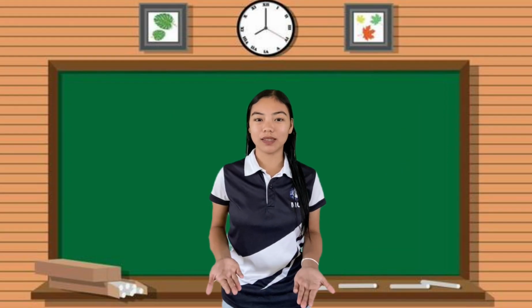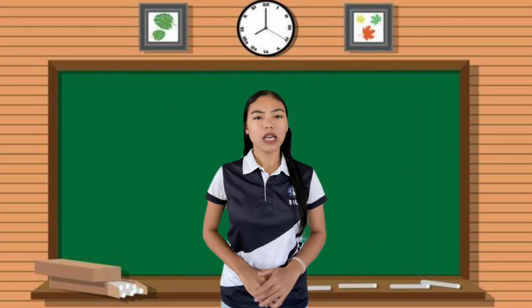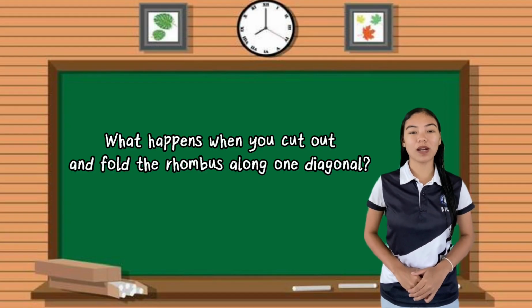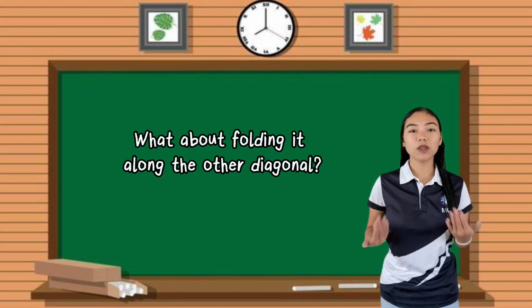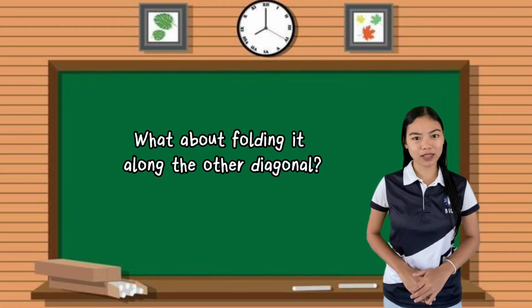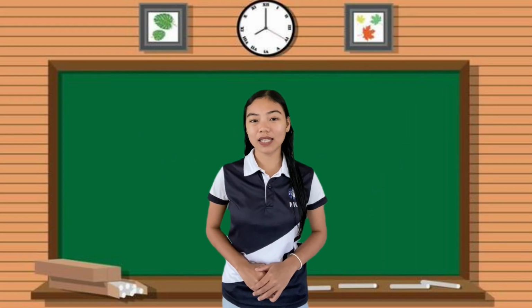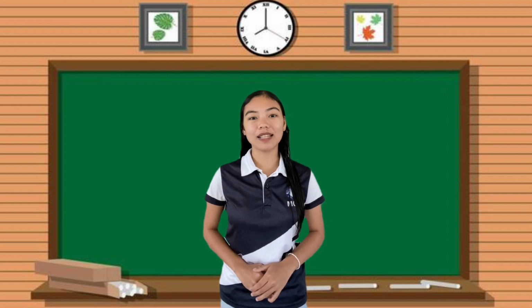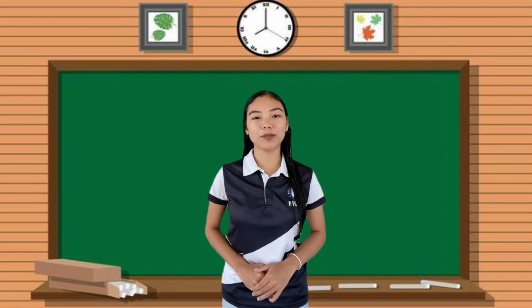Next, we move to the guided or directed orientation phase. For example, the teacher might say, "What happens when you cut out and fold the rhombus along one diagonal? What about folding it along the other diagonal?" This hands-on activity allows students to explore the properties of symmetry and diagonal relationships of the rhombus.